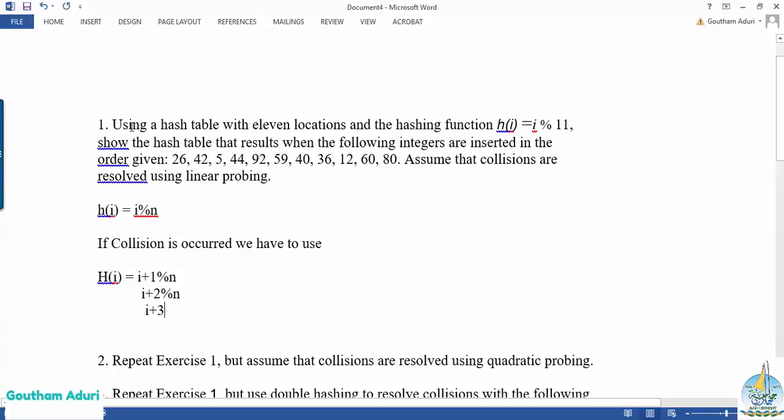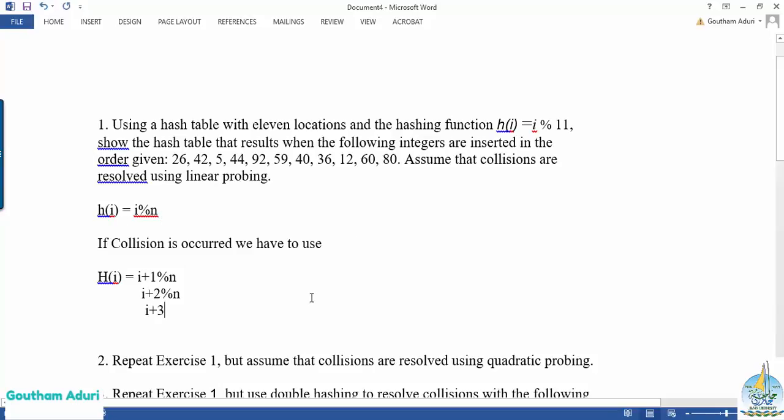Let us see a question using a hash table with 11 locations. The hash function is i mod 11. Show the hash table that results when the following integers are inserted in the order given. We are given a set of 11 integers, and assume that the collisions are resolved using linear probing, and the hash function is i mod 11.